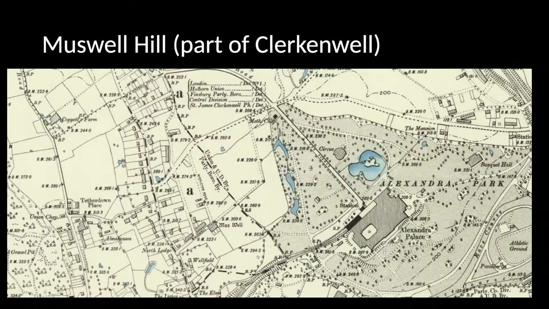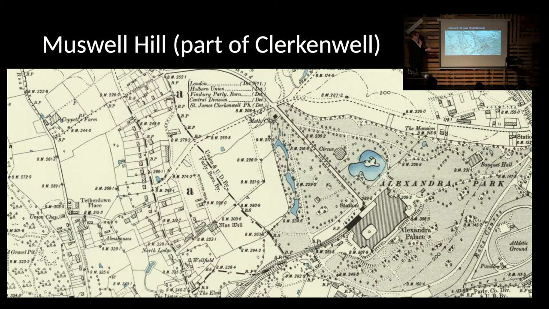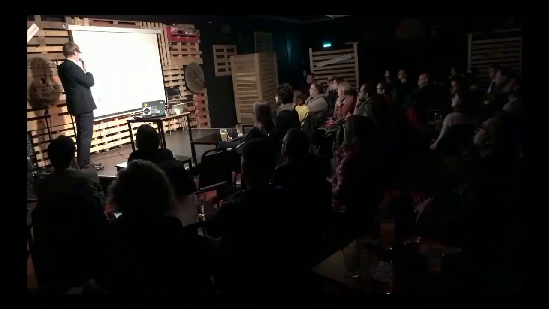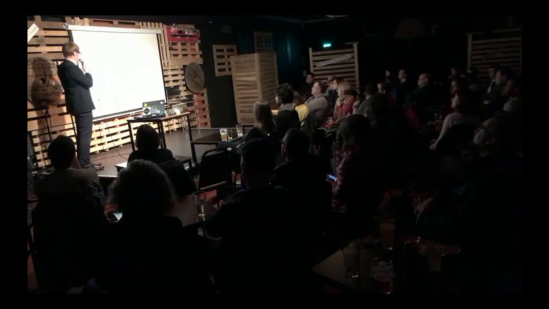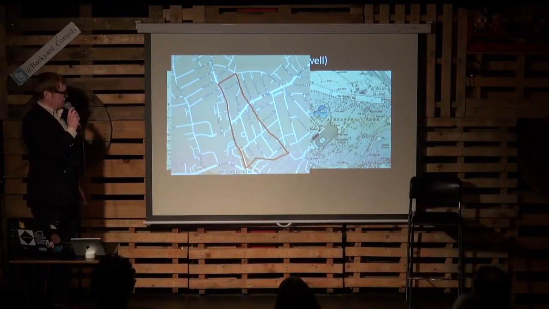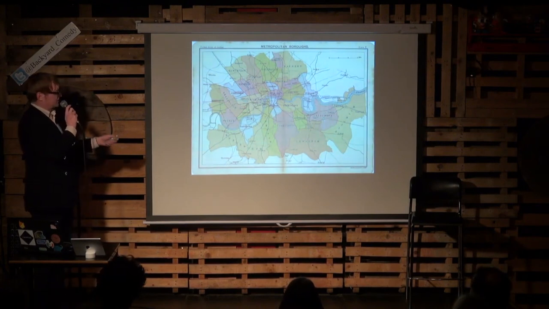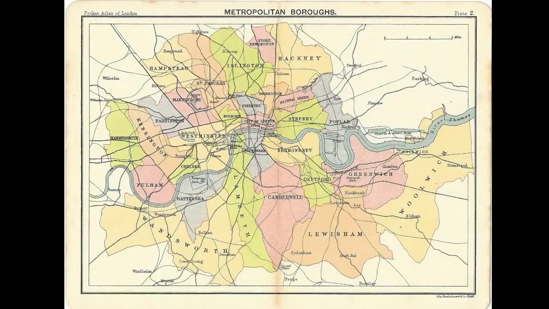Fun fact, Clerkenwell had an exclave at Alexandra Palace called Muswell Hill. So that was also part of the County of London, but the surrounding bits were basically the County of Middlesex until 1900. And there are still boundary markers there if you want to trace where the boundary was. And that's what it looked like after 1900.